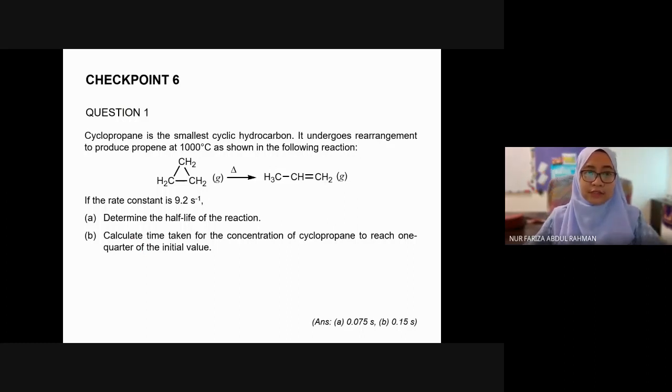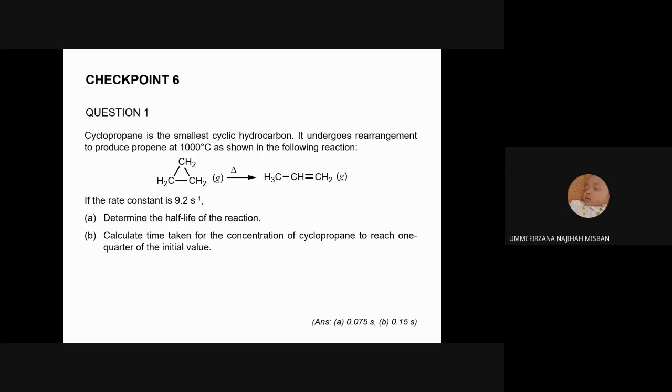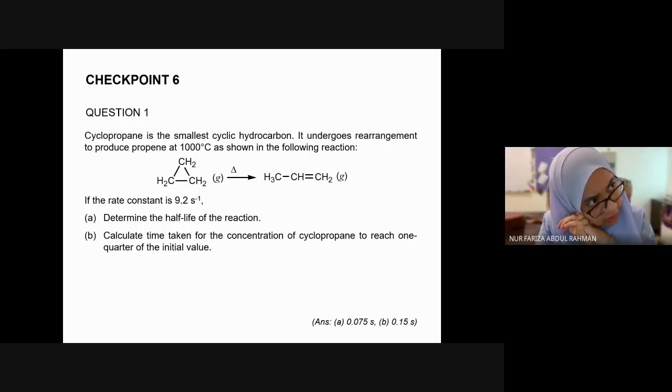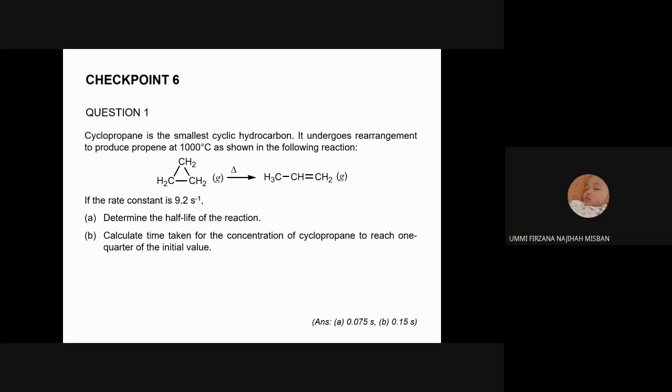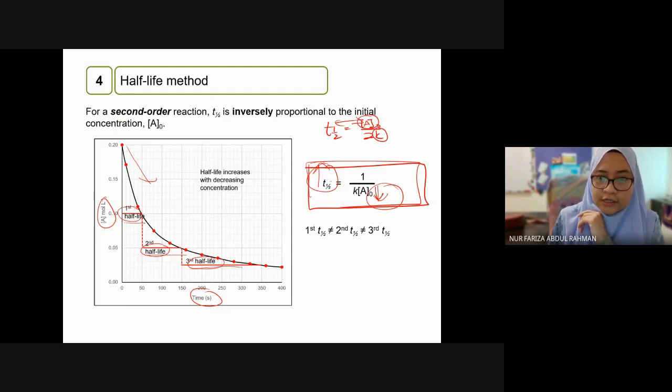Ada soalan ke? Alright, kalau tak ada soalan, cuba nak tanya. Maksudnya kalau half-life untuk second order reaction ni, masanya lagi panjang, initial concentration lagi sikit, masa lagi panjang lah. Initial concentration, kalau kita relatekan dengan initial concentration, makin sikit, makin panjang. Dia kan inversely proportional. So, the decrease in initial concentration will cause the time taken, the half-life, will be longer. Betul begitu. Okay?